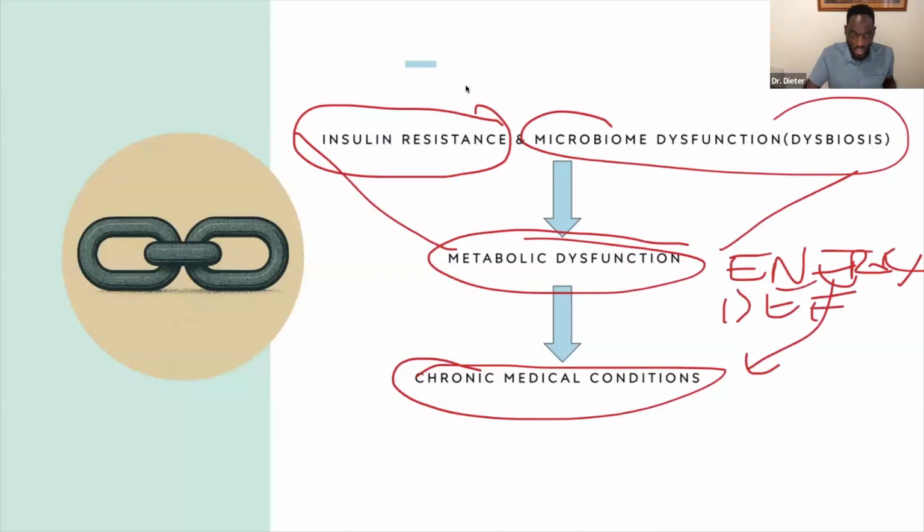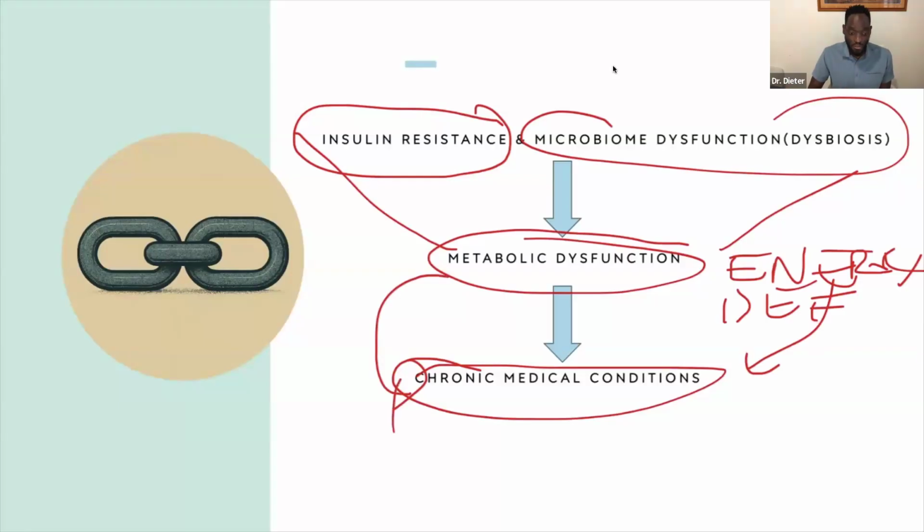What I want you to understand is that the definition of disease is a malfunctioning of the cell. So a simple definition of disease is a cell that malfunctions. Why does a cell malfunction? The cell malfunctions because it lacks energy. So metabolic dysfunction, the energy deficiency, now results in all of our chronic diseases.